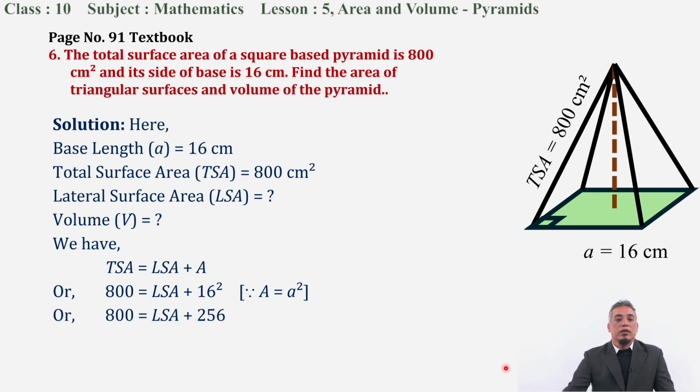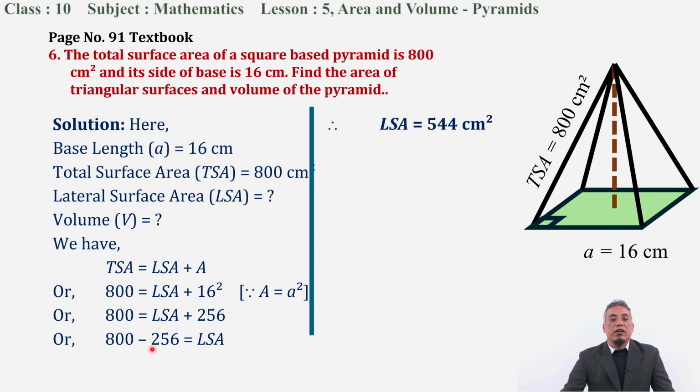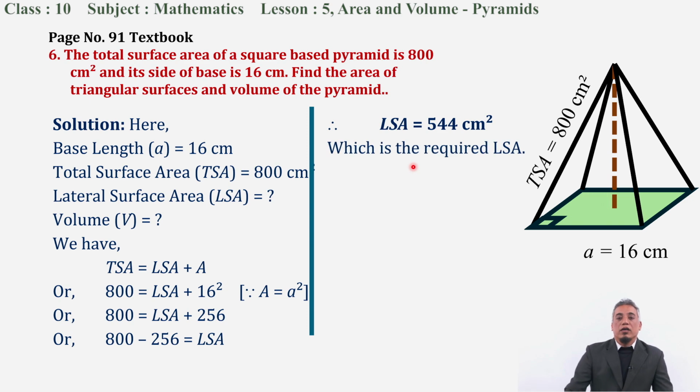So when we square this value of 16 here, it is 256, and then after we take the term 256 left side it becomes minus 256, and finally we got lateral surface area equals to 544 centimeters squares. When you subtract 256 out of 800, we get 544 centimeters square, which is the required lateral surface area.